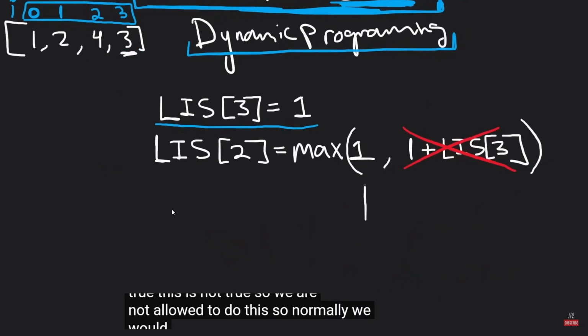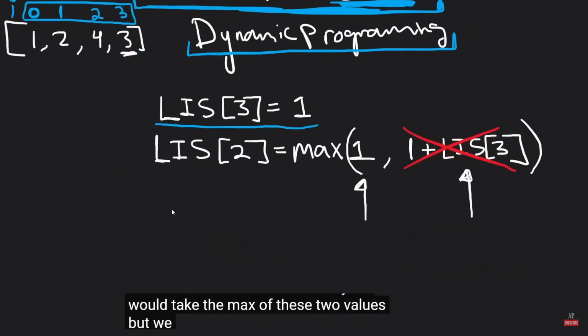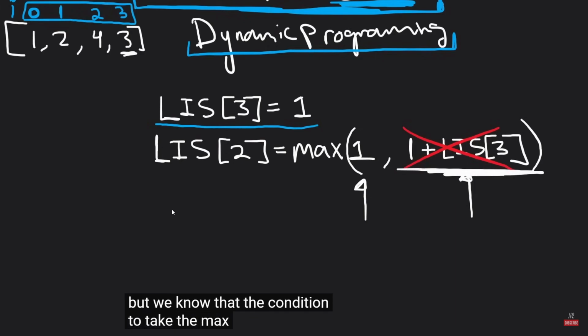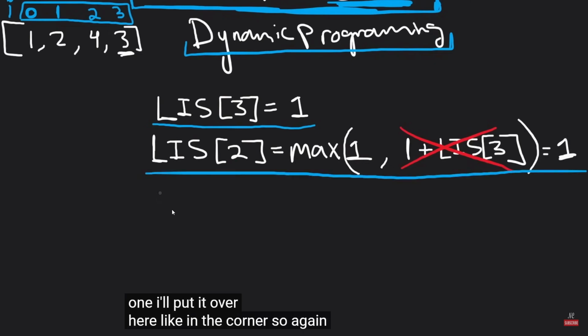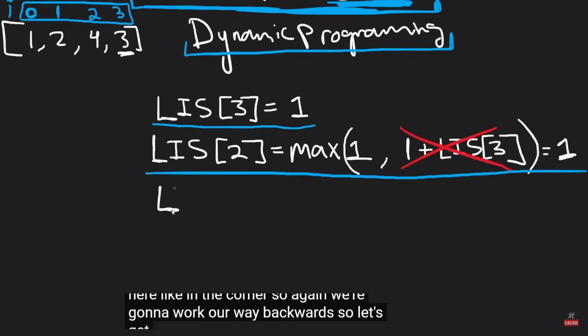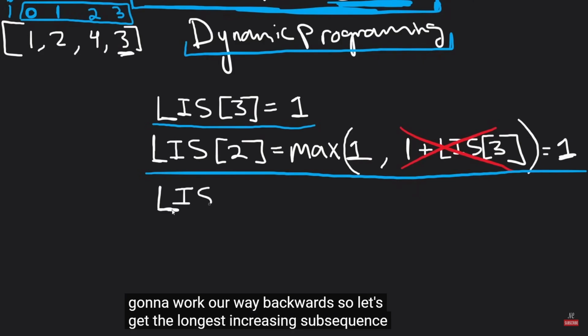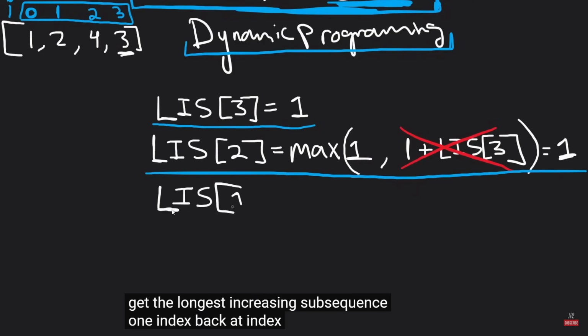Normally we would take the max of these two values, but the condition to take the max of this does not satisfy, so we only have one choice, 1. So the LIS of this is going to be 1. I'll put it over here in the corner. So again, we're going to work our way backwards. Let's get the longest increasing subsequence one index back, at index 1.